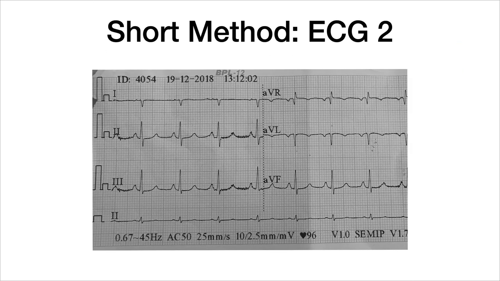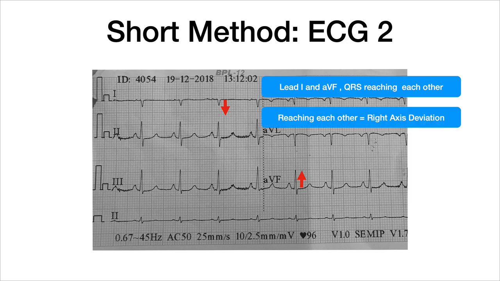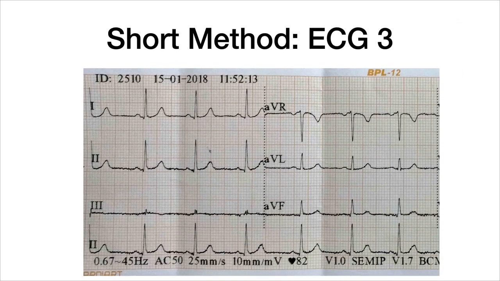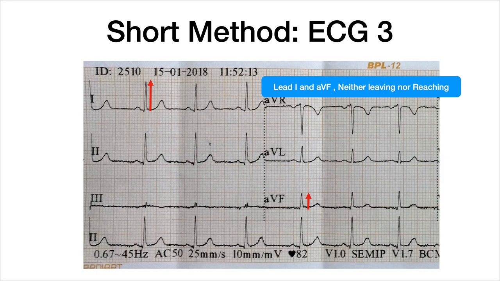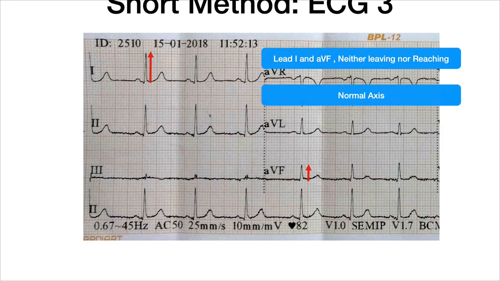Now in ECG 2, if you look at 1, it's predominantly negative, whereas AVF is predominantly positive. So it looks like they're reaching each other. Reaching each other equals right axis deviation. R for reaching, R for right axis deviation. Now in this ECG we see that both 1 and AVF are predominantly positive, and so they're neither leaving nor reaching, and this is an example of a normal axis.